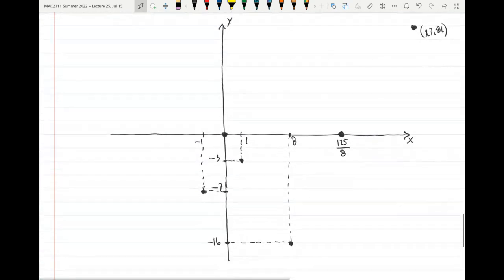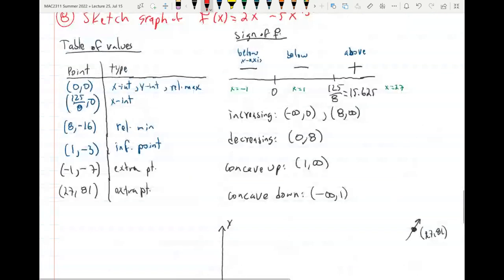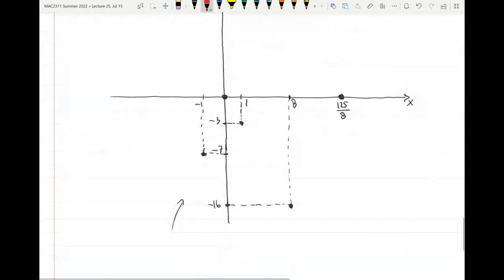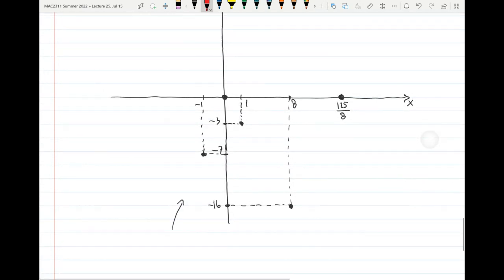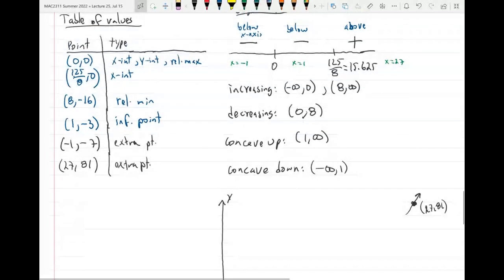Time to start graphing. Again, let's put this in perspective. So we're going to come from down here, and we need to finish going through this point up here. Okay, let's start now joining everything together. So the function is going to be below the x-axis all the way up to 125 over 8. Okay, very good.